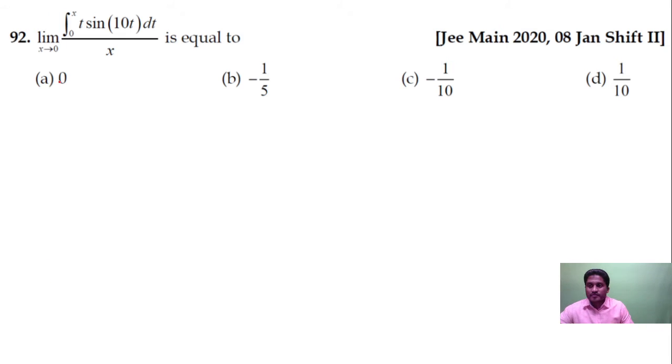Alright guys, let's discuss this question. As x tends to 0, I get a 0 by 0 form, right? Let us use L'Hopital's rule. When I differentiate the numerator, I'll use Leibniz rule. Differentiate the upper limit, 1. In place of t, you put the upper limit.